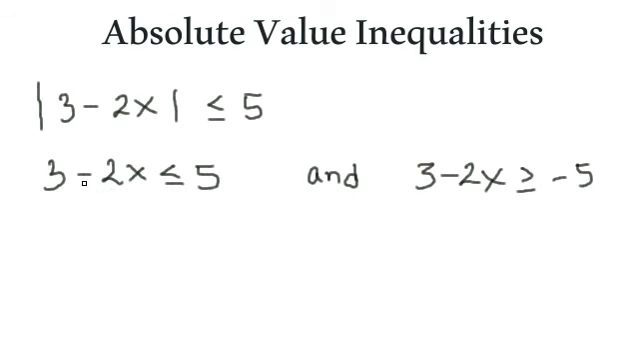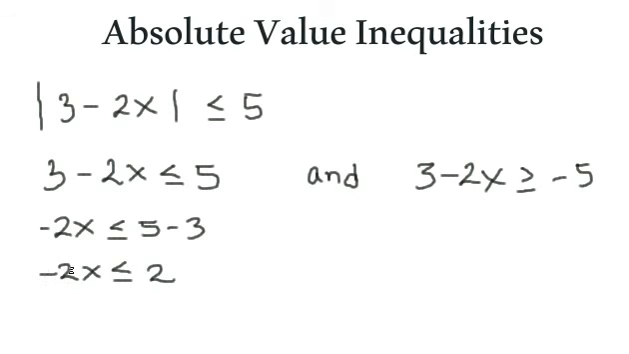So what am I going to do? I'll go ahead and take the 3 over to the right, and because it's a positive 3, when I take it over to the other side, it becomes a negative 3. So we have negative 2x is less than or equal to 5 minus 3. Now I'm going to simplify this down a little bit more, and that just becomes a 2 there.